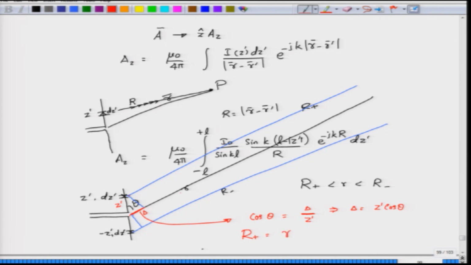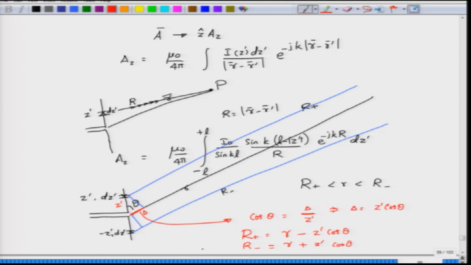And therefore, you can write r plus as small r, which is this length radial line, minus z prime cos theta. And similarly, you can convince yourself that r minus, which is this fellow, can be written as r plus z prime cos theta. Okay. So, I can write it in this particular manner: r minus z prime cos theta and r plus z prime cos theta.